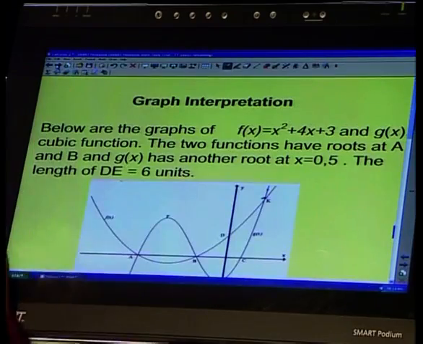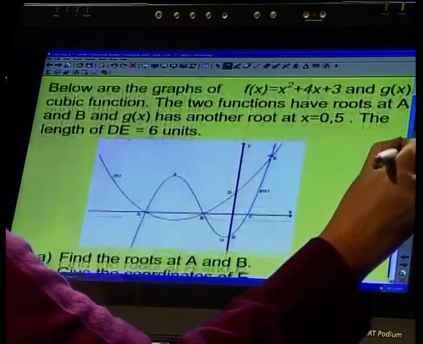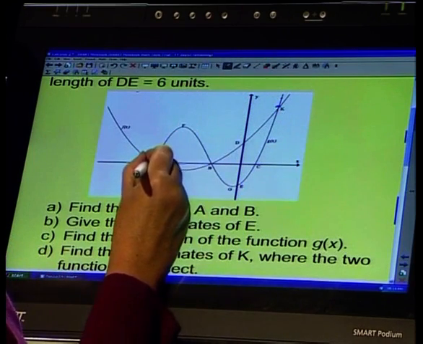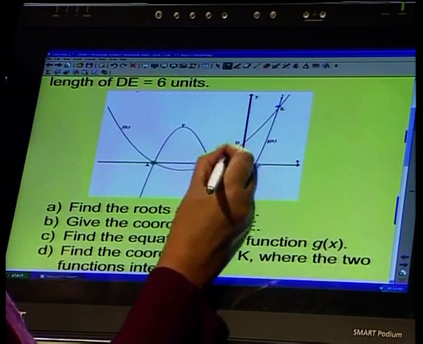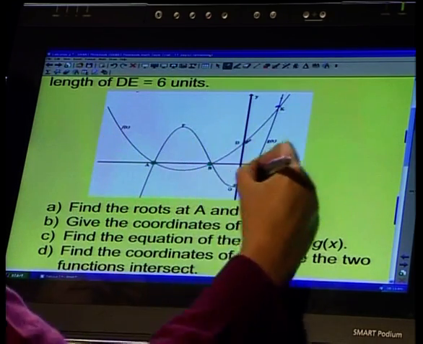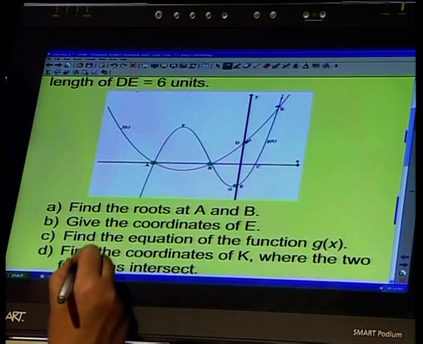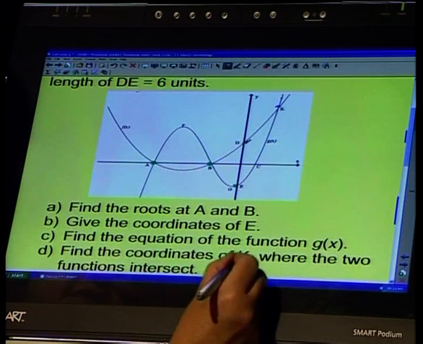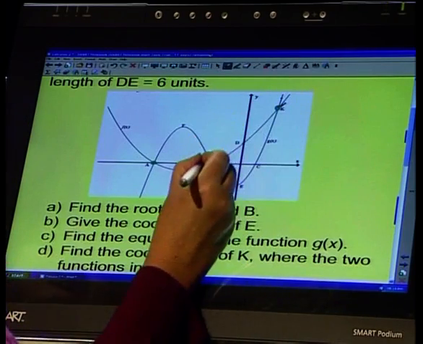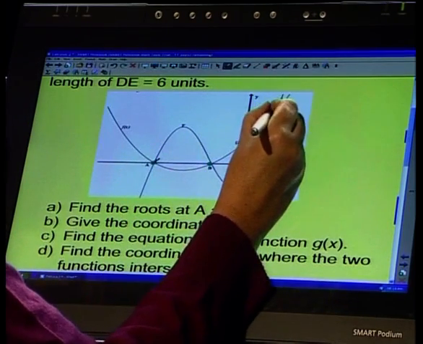Let's go to it here. There's the graph again. You know we've calculated a whole lot of points already, so let's just highlight them. We know this, we know this, we know this, we know this, and of course we know the curve's equation. Now the very next question says, find the coordinates of k where the two functions intersect. So there it is. We already know these two, so we only have to find this third one.